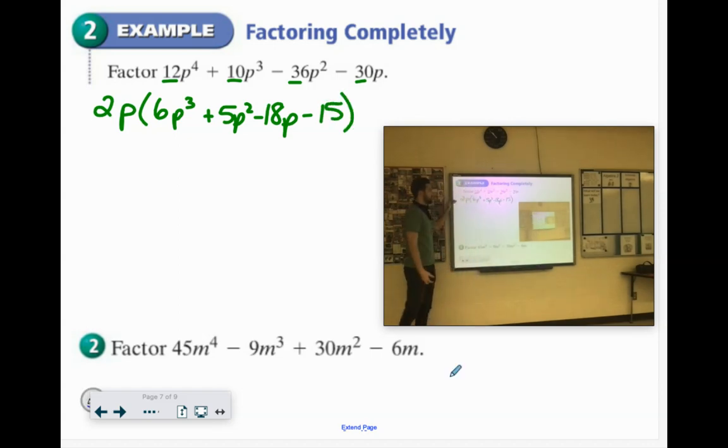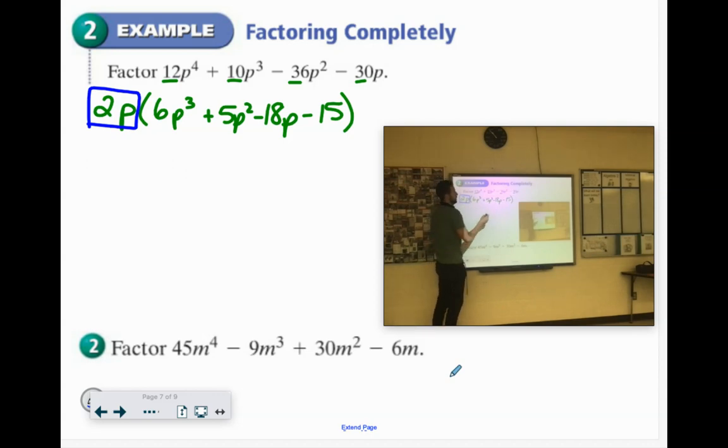Now, just like before in chapter 9.6, this 2p on the outside kind of hangs out until our final answer. But don't forget about that. Don't forget to put the 2p on the outside for our final answer. Now we're working on what's on the inside.